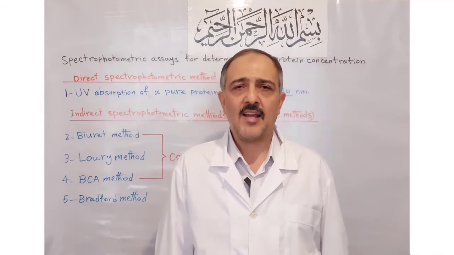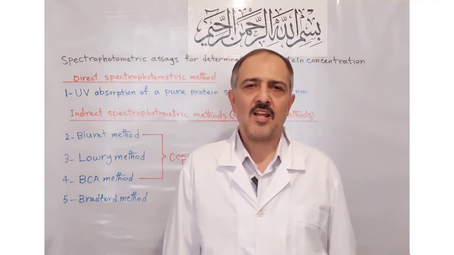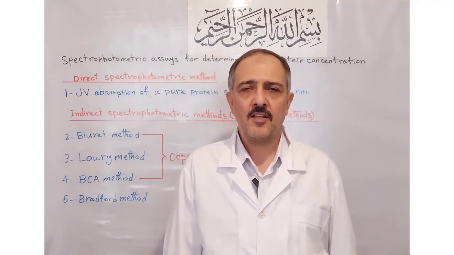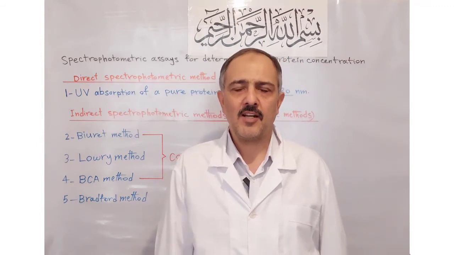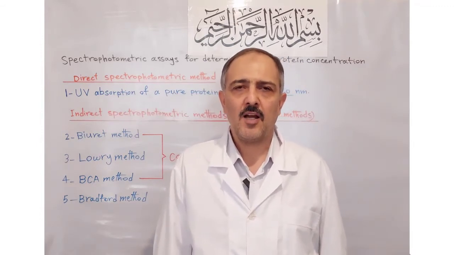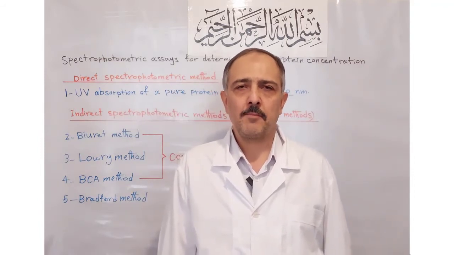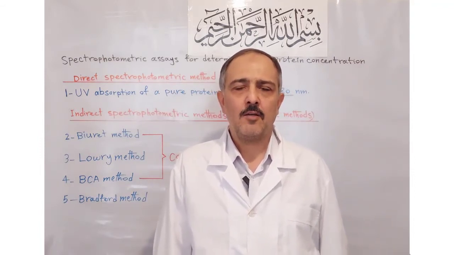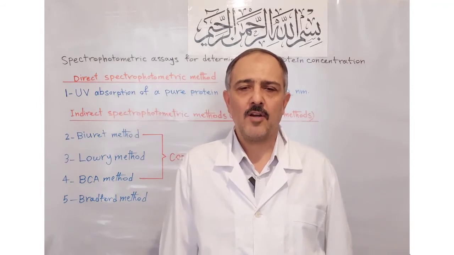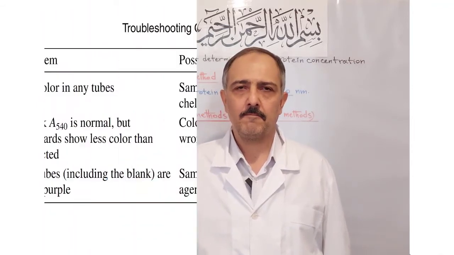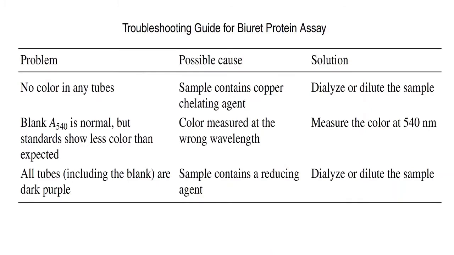In general, Biuret assay is useful for samples with high protein contents between 1 to 10 milligrams protein per each milliliter of sample. Most proteins produce a deep purple color with this assay with maximum absorbance at 550 nanometers. Copper chelating agents and reducing substances interfere with this method.